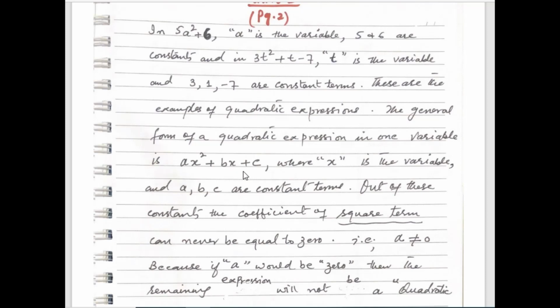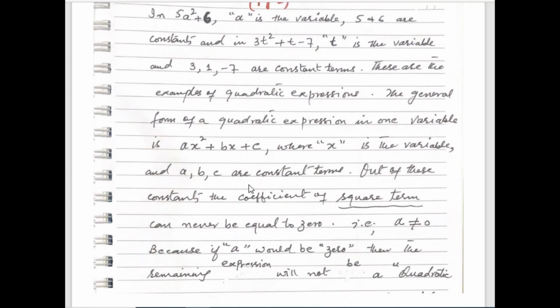What is a quadratic expression? Look at this general form of a quadratic expression: ax square plus bx plus c, where a, b and c are constant terms. Out of these constant terms, there is a characteristic attached with a, and that characteristic is that a can never be equal to 0. If a is equal to 0, this term would be equal to 0, and the rest of the thing will be a linear expression, not a quadratic expression.